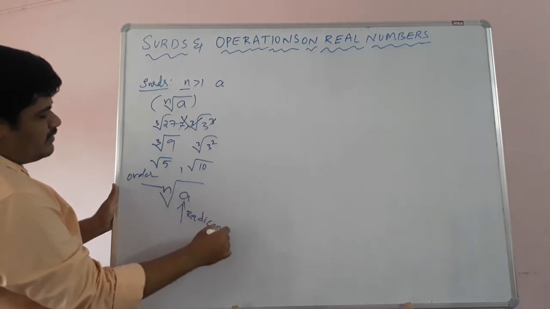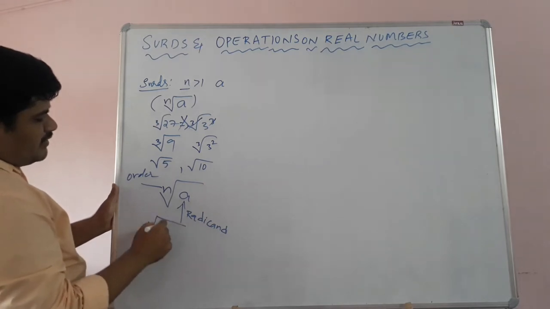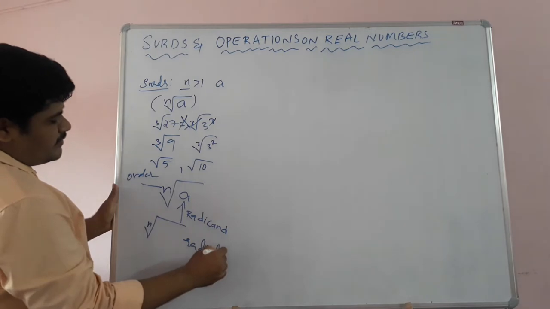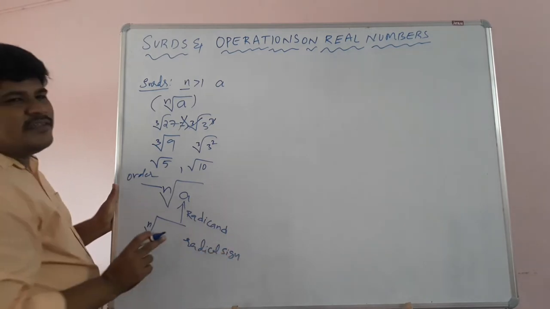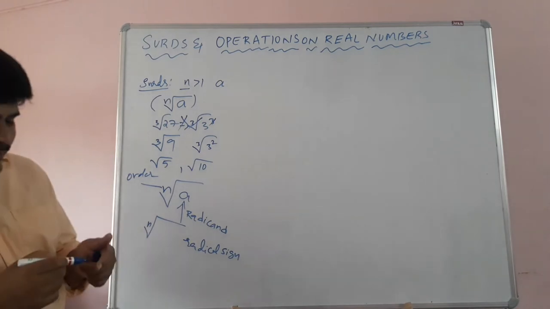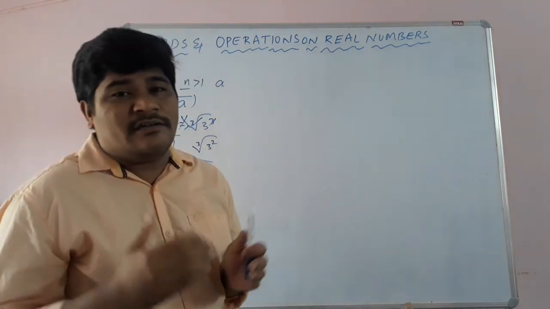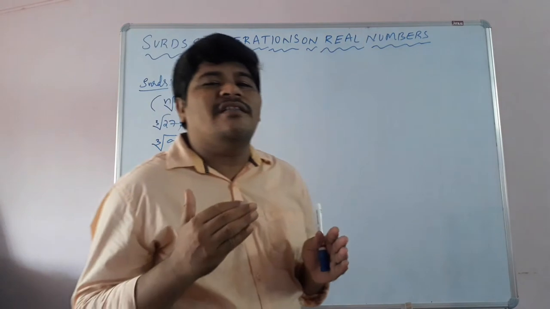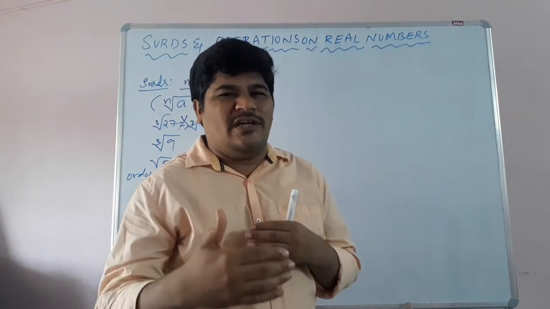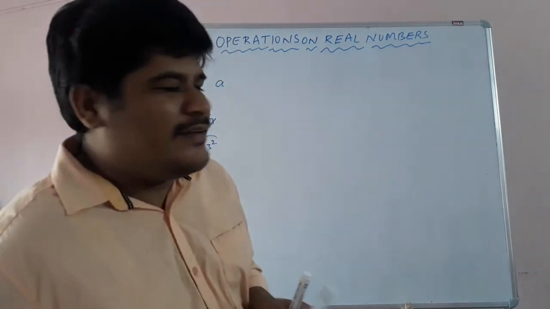This nth root symbol is called the radical sign. Another name for surds is radicals. Now students, based on the order and based on the number of terms in a surd, there are a few types of surds. So let's see.